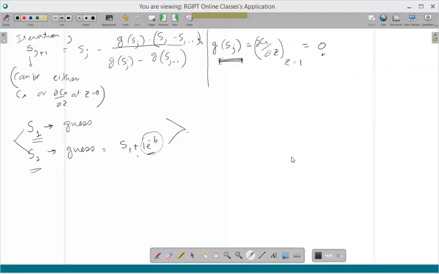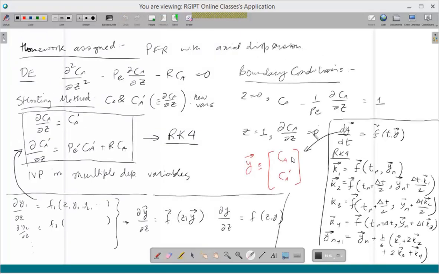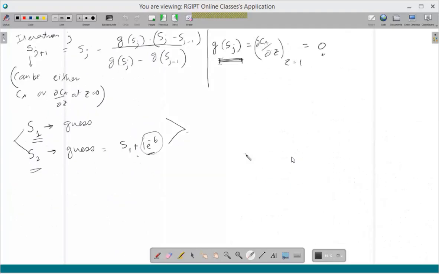G would be basically, if you look at this, so here I want G to be, okay, let me probably show it by figure, then that would be probably clearer. So say this is my Z, okay, Z equal to 0, Z equal to 1.